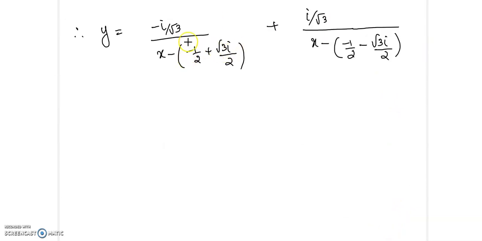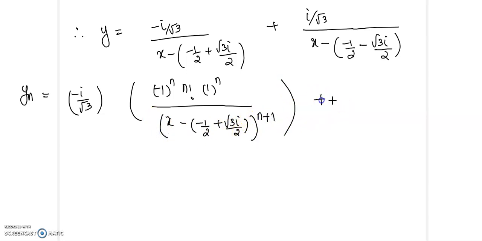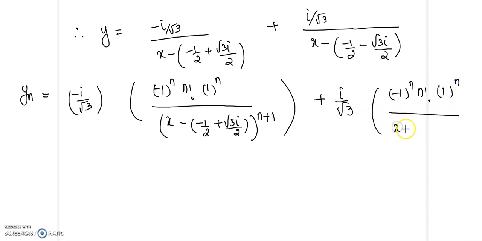So therefore y can be put in this form, which is y reduced to partial fractions. Now let us write the value of yn. So yn will be, now this is in the form 1 by ax plus b. So that is minus i by root 3 comes outside. So minus 1 whole raised to n factorial, a is 1, so 1 raised to n, by x minus 1 by 2 plus root 3i by 2 whole raised to n plus 1, plus i by root 3, again minus 1 whole raised to n factorial, 1 raised to n by x minus 1 by 2 minus root 3i by 2 whole raised to n plus 1 will come.